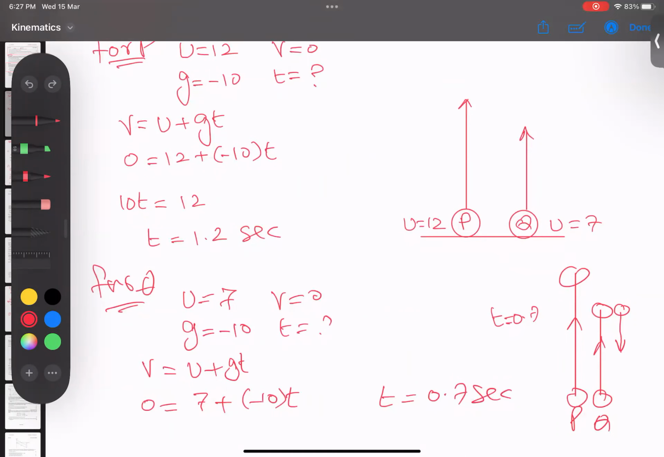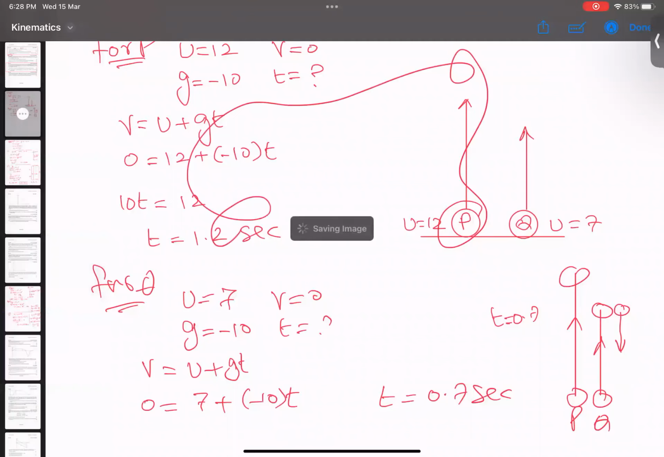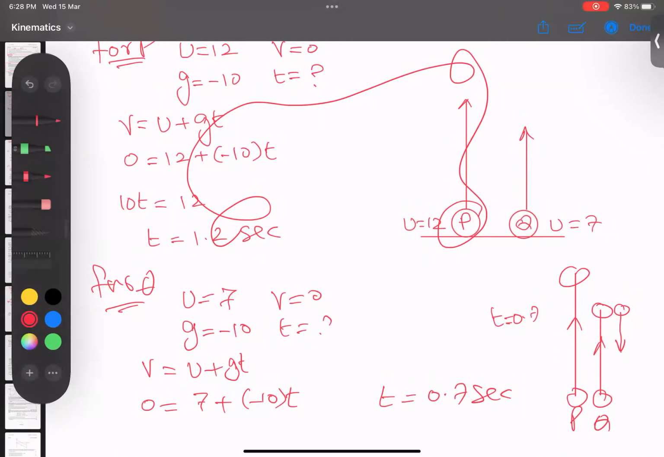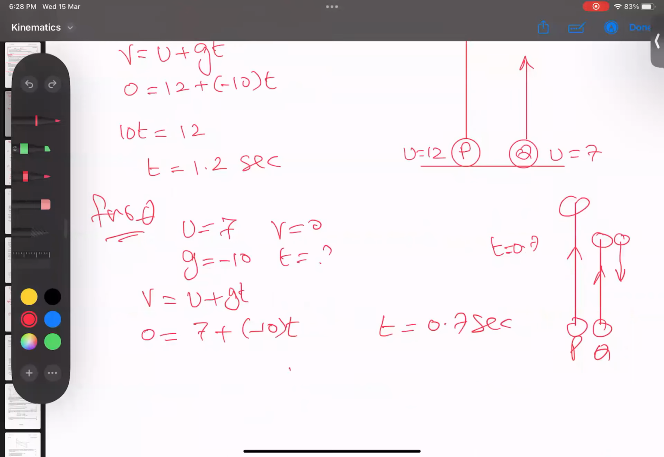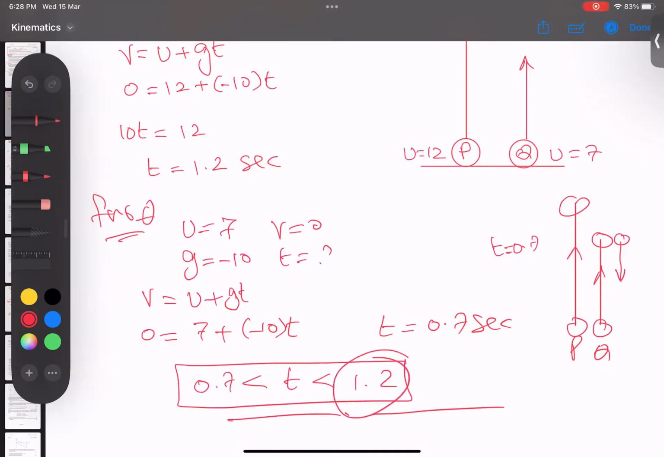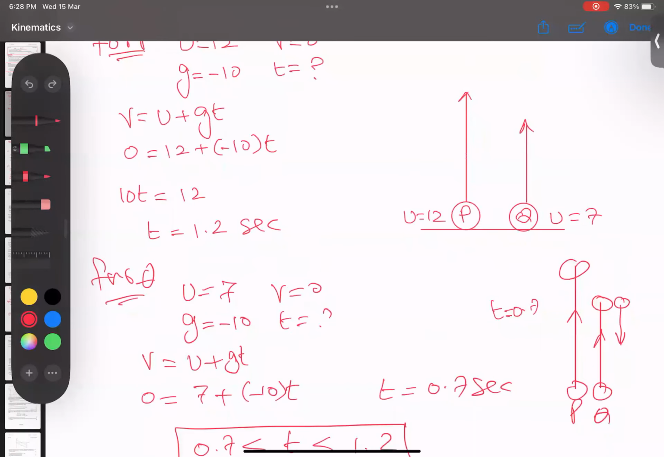Naturally Q takes 0.7 upward and 0.7 downward, so the total time is 1.4. But P will take how much to reach the top? 1.2. So the answer is: starting from 0.7 and ending at 1.2. This is my answer. If you ask how I know it is 1.2, the logic is very clear, because P will stop at 1.2 seconds at the top, and then it will come downwards.